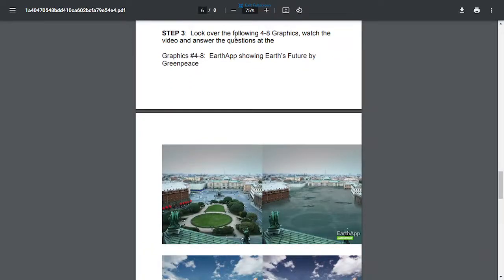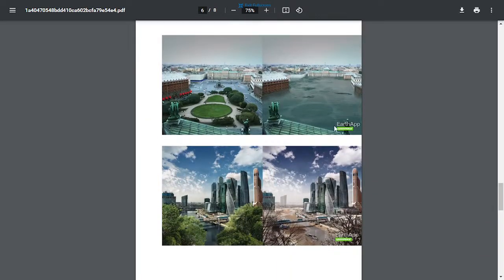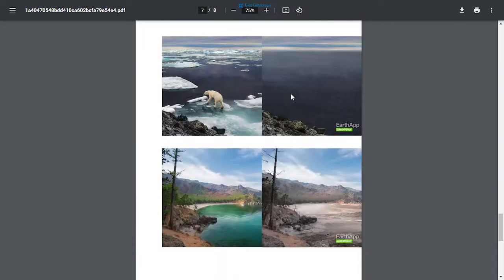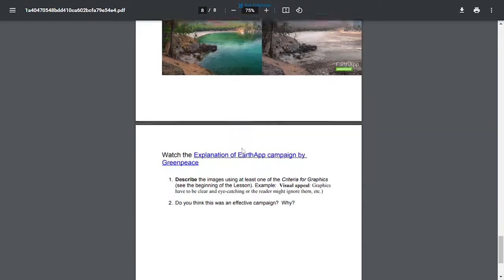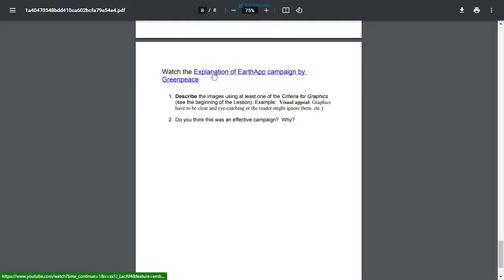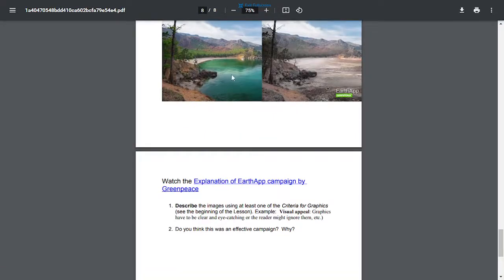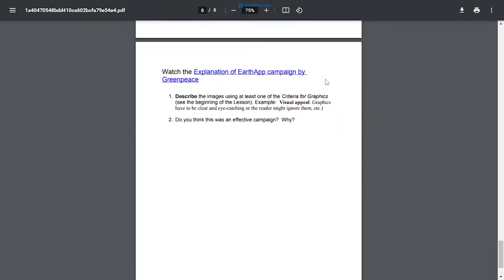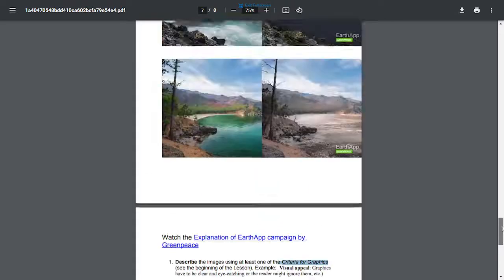Step 3. Look at the following graphics. So we see this side, then this side. What's the difference here? Look at this side, what's the difference? This side, what's the difference? This side, what's the difference? Then watch this video that explains how this campaign by Greenpeace came to be and what the message was. You're going to describe at least one of the images using the criteria for graphics at the beginning of the lesson. And then you're going to say, was it an effective campaign?